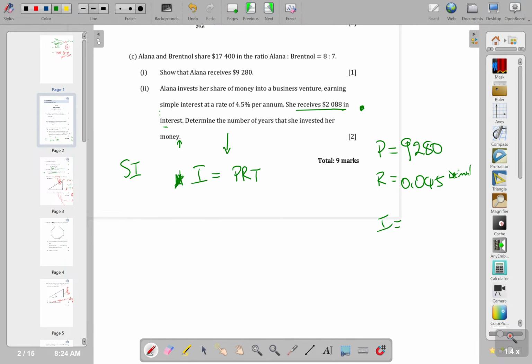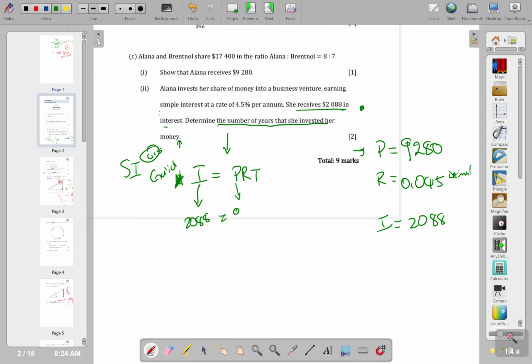So then there must be interest. Yeah, so that's 2,088. Determine the number of years that she invested the money. So then when you know that a letter is equal to something, that means that once I start off with my guide, which is supposed to give you like a 0.5 mark, then I can change my things to what they're equal to. I is 2,088.